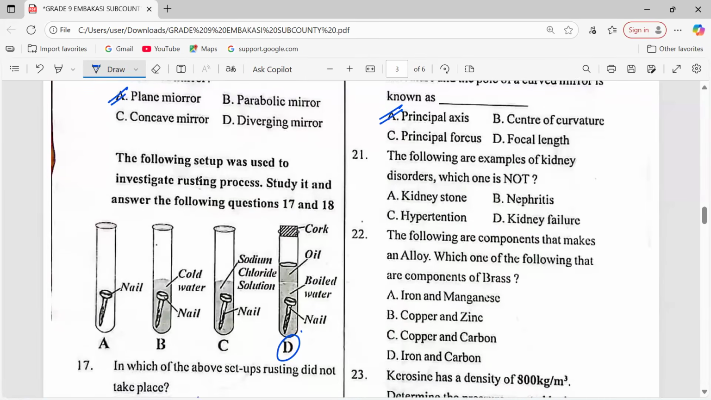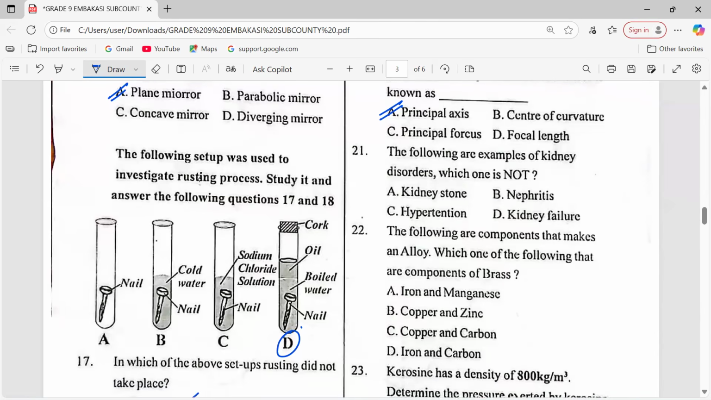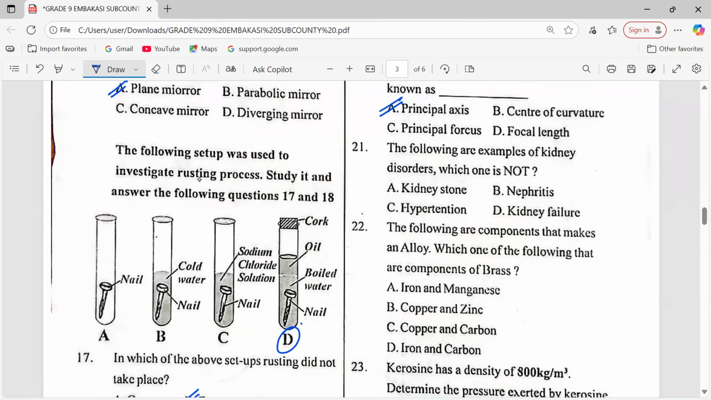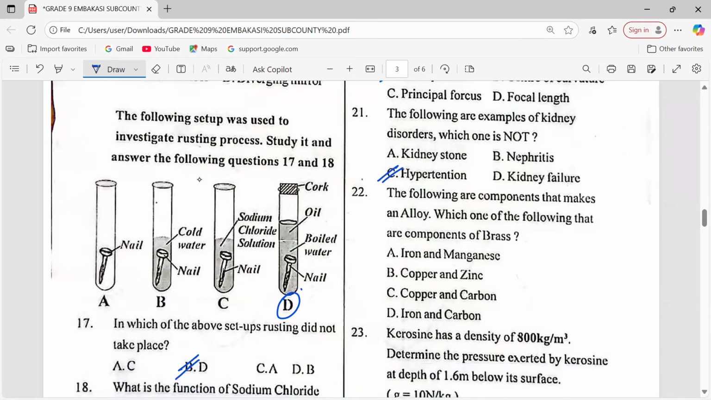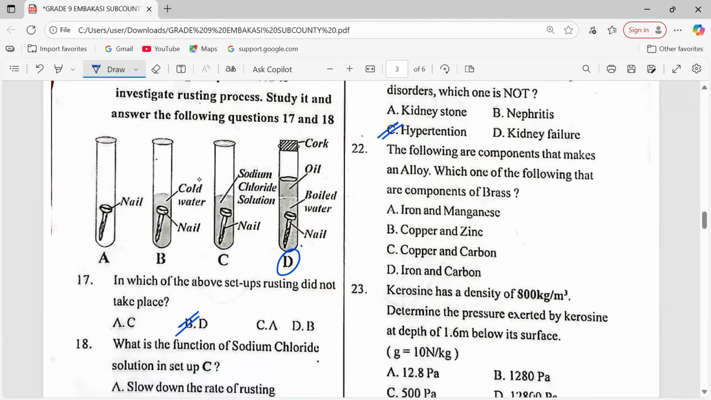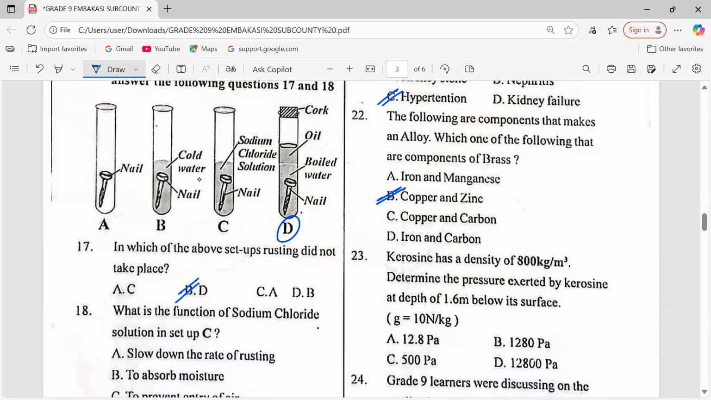21. The following are examples of kidney disorders. Which one is not? Kidney stone, nephritis, kidney failure, hypertension. So hypertension is a heart disease, but not kidney associated. Now the following are components that make an alloy. Which one of the following are components of brass? Components of brass are copper and zinc.